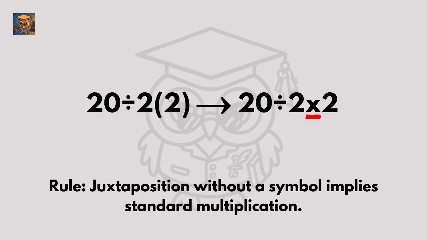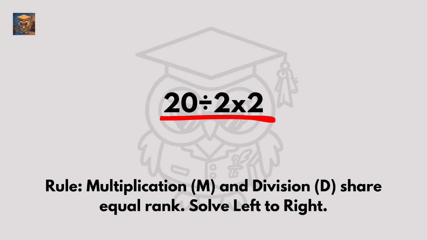Now we must address a critical point that causes massive confusion: the 2 sitting directly against the parentheses. In algebra, when a number sits right outside brackets with no visible symbol between them, it represents standard implicit multiplication. Now that the interior of the parentheses is reduced to a single number, the brackets no longer act as a grouping tool. Rewriting the expression with an explicit multiplication sign reveals our true running problem: 20 divided by 2 times 2. We are left with two operations, division and multiplication.